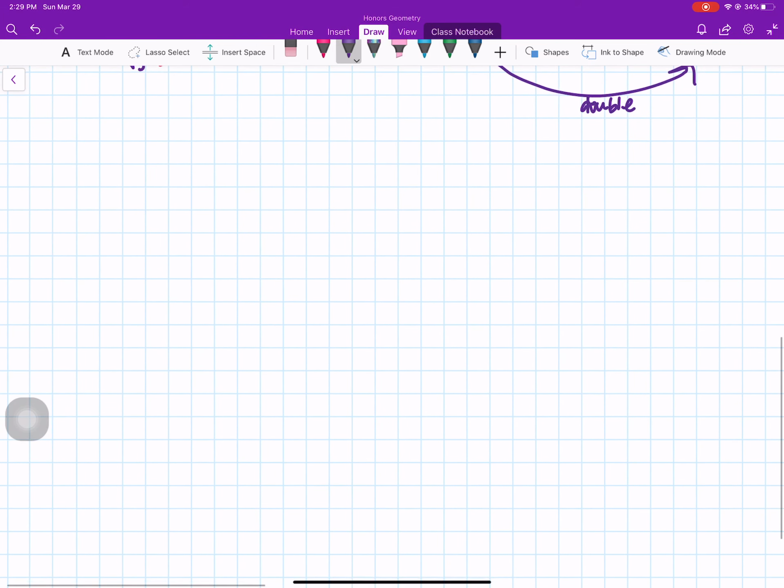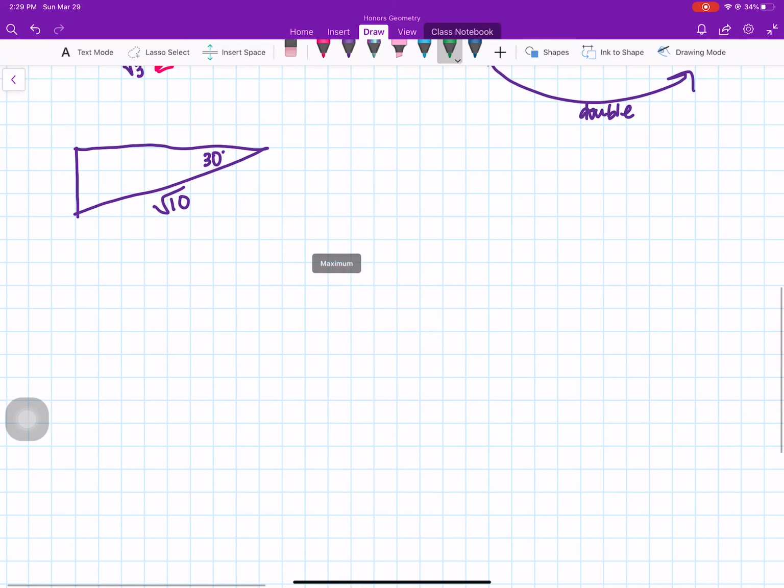Let's try another one. I'll try to trick you by drawing the triangle in a different way. So 30, and this side, that's 30 degrees. And we'll say this side measures, we'll do a root. How about root 10? So again, we'll call this x and we'll call this y.